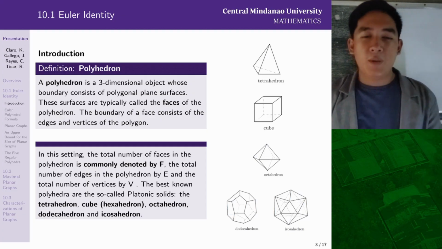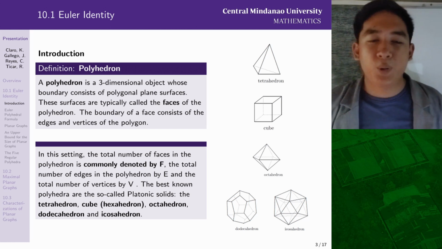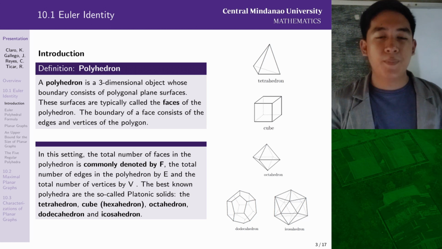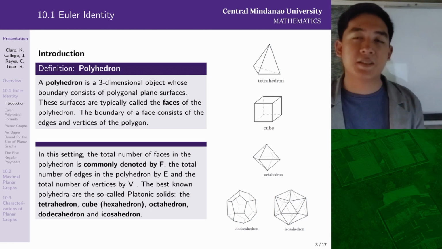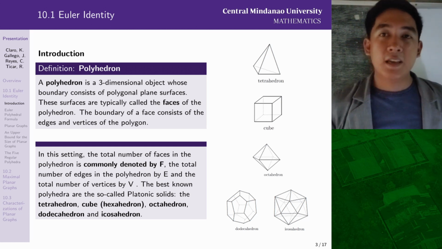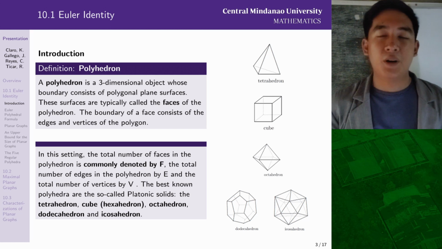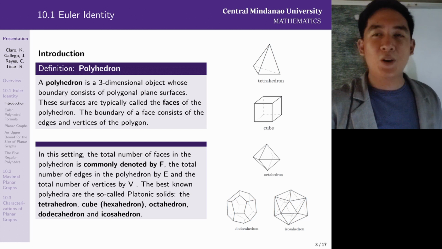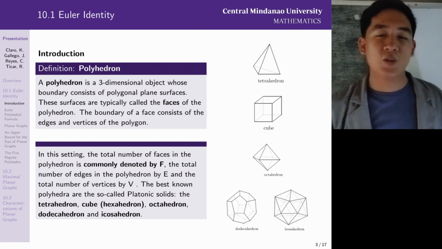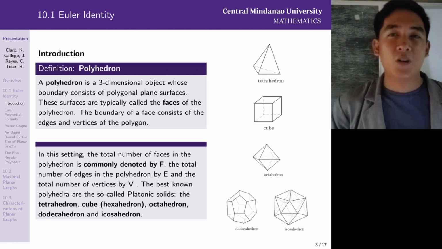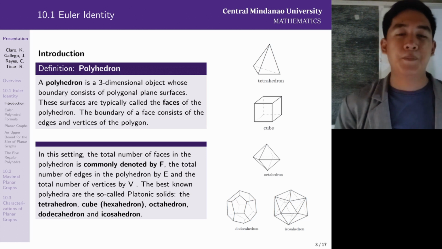A polyhedron is a three-dimensional object whose boundary consists of polygonal plane surfaces. These surfaces are typically called faces of the polyhedron. The boundary of a face consists of edges and vertices of the polygon. In this setting, the total number of faces in the polyhedron is commonly denoted by F, the total number of edges by E, and the total number of vertices by V. The best-known polyhedra are the so-called platonic solids, which include the tetrahedron, the hexahedron, the octahedron, the dodecahedron, and the icosahedron. These are all shown in figure 10.1.